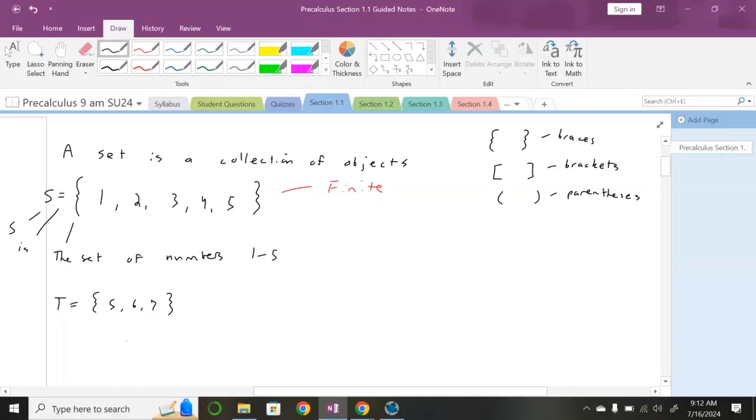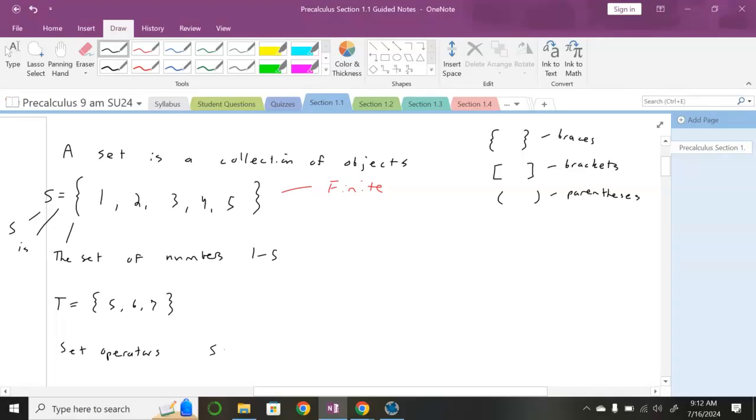So what can we do with these sets? Then we have set operators. You already know operators. The plus sign is an operator. The subtraction sign is an operator. The division sign is an operator. The multiplication sign is an operator. Well, for set operators, we have union and intersection.